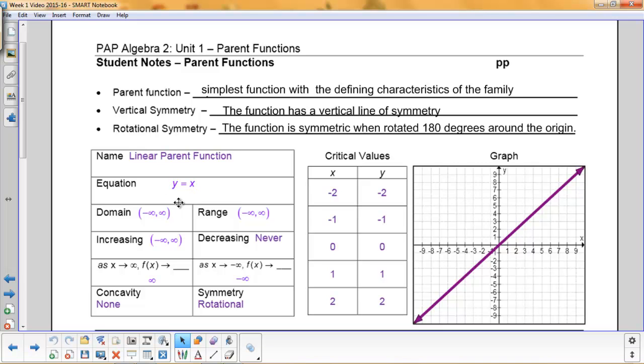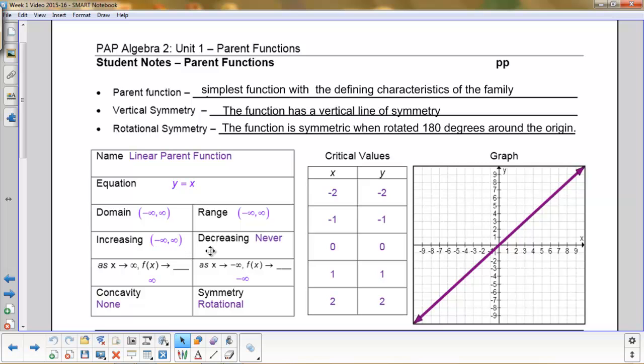That should be familiar to you. y equals mx plus b is a form of the linear parent function, a transformed form of the parent function. The domain and range are pretty clear. Notice there's no restriction. This line moves in two directions, left and downward, and this segment of the line moves in two directions also, up and to the right, and there's no restriction on either one of those movements.